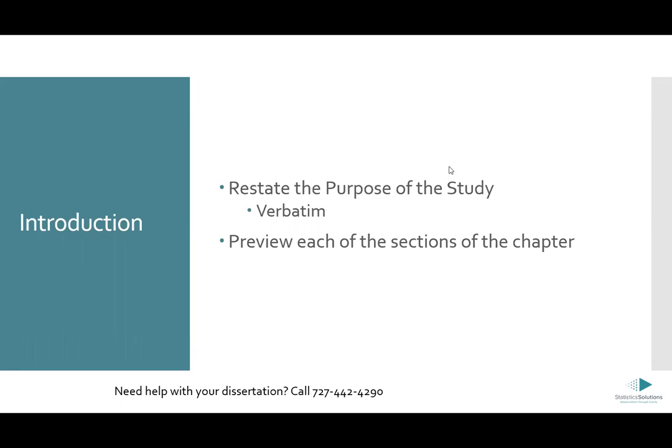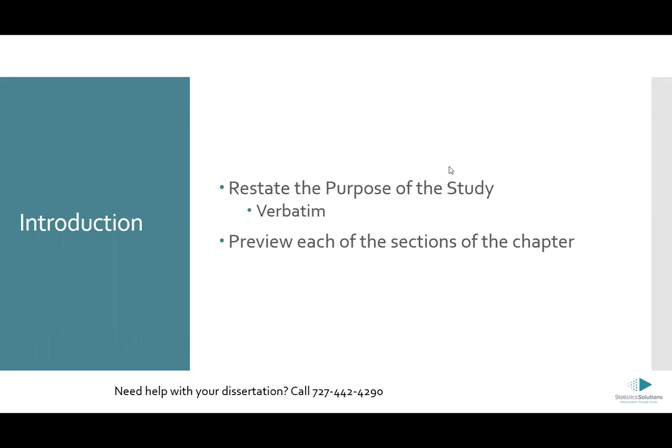So for example, if the purpose of your study is to understand the perceptions of teachers who were delivering instruction during COVID-19, if you change that phrasing a little bit to maybe understanding the feelings or understanding the thoughts, it may lend itself to some ambiguity.